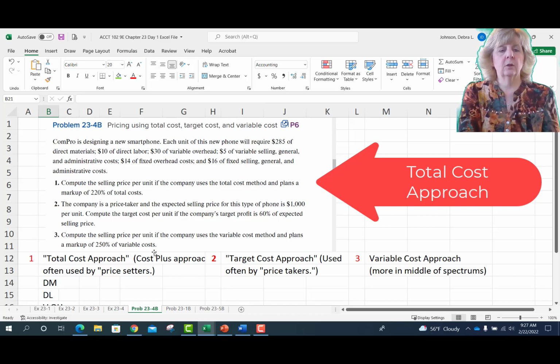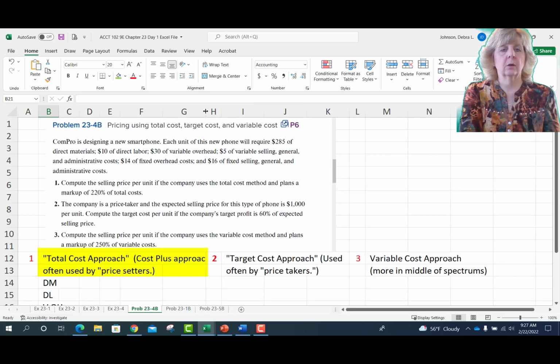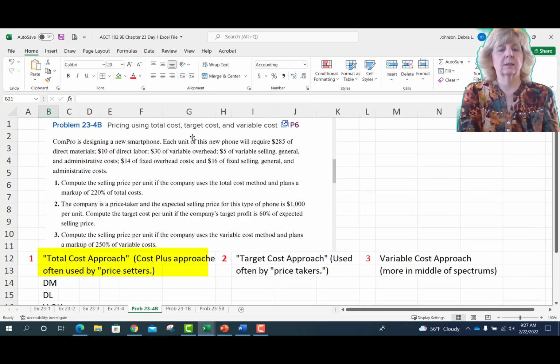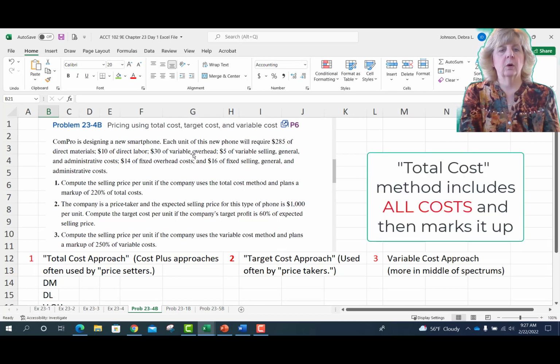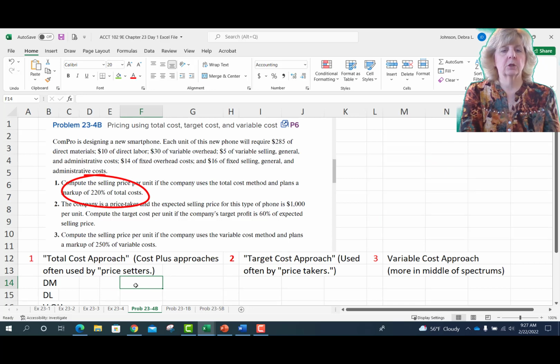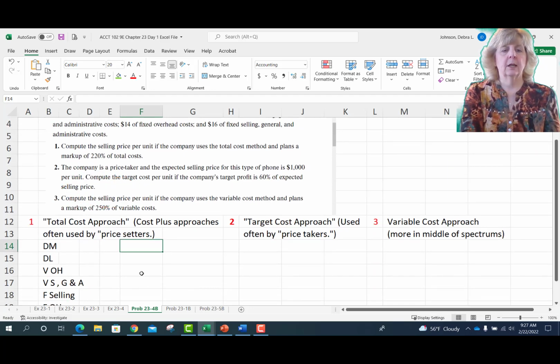Okay, that one, as I noted down below in the solution that I've started, is most often used by price setters. And we defined earlier what types of companies would be considered a price setter. So what we want to do on number 1 is include every single one of those costs that's listed here. And then we'll be able to mark it up by 220%. This would be a company that doesn't have too much competition out there. And again, go refer to the author's definition of what a price setter is.